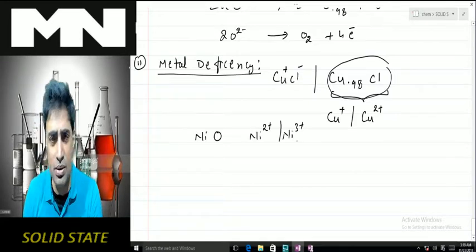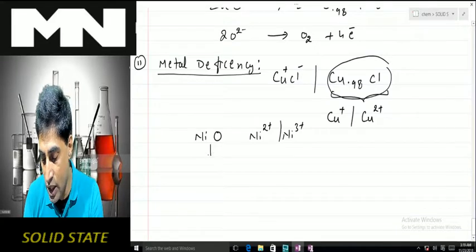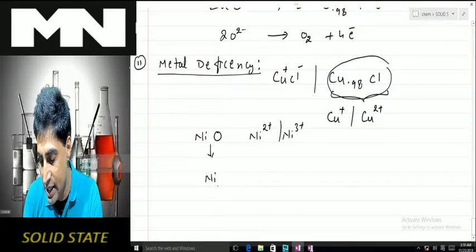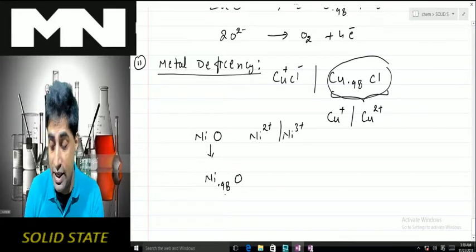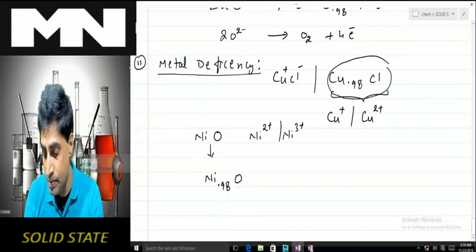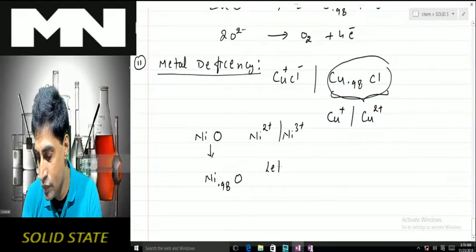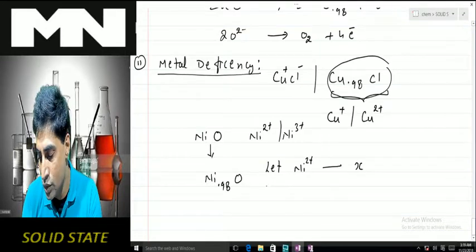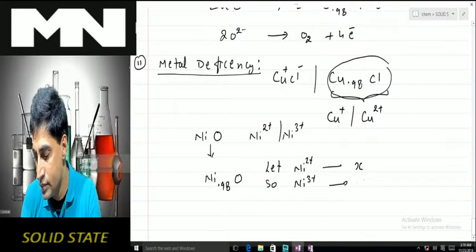I give you one example. This is given as a question in your textbook. Suppose I have nickel oxide. Now after imperfection, it is becoming Ni0.98O. Now the question is asked, what is the fraction of Ni2 positive and Ni3 positive in this crystal? Well, I don't know how many among them are Ni2 positive. So let Ni2 positive be X. So Ni3 positive is 98 minus X.